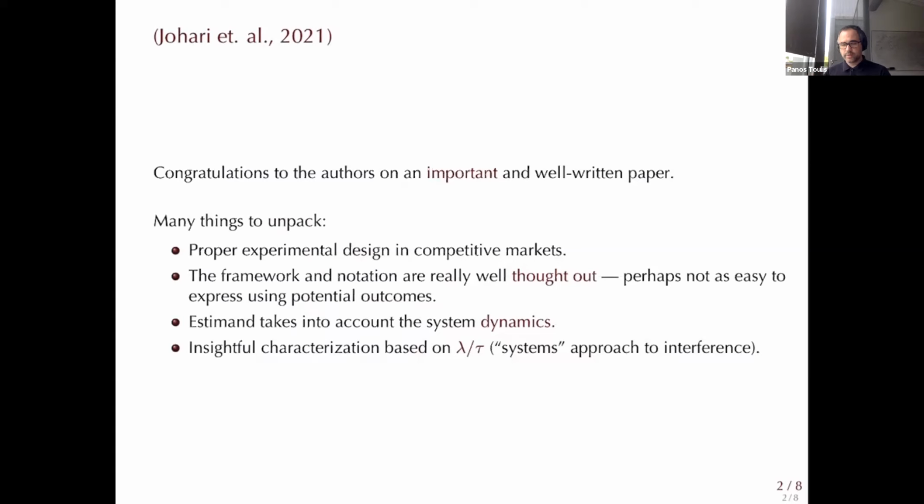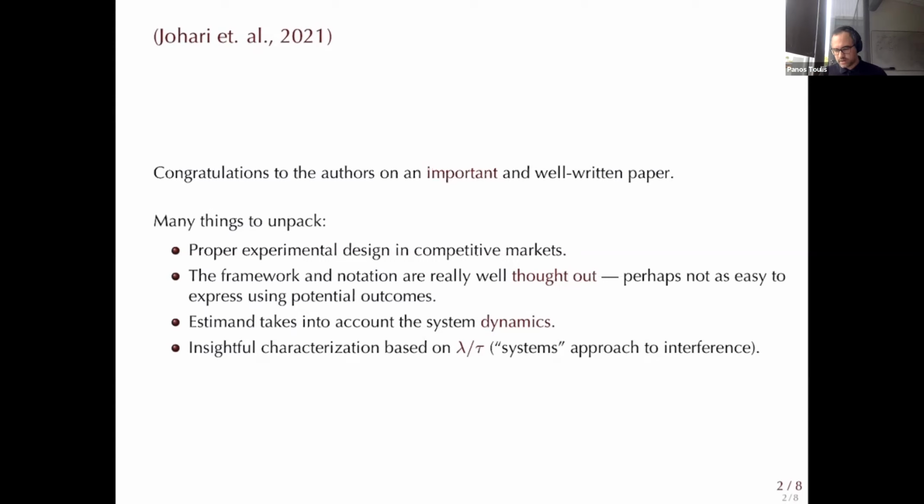The estimate is interesting because it takes into account this complex system dynamics, which is definitely a complex and interesting task. And finally, in terms of contributions, we have this very insightful characterization of the interference and how to deal with it based on the structural parameters, lambda and tau. It's a more systems approach to interference. It's different than what we're used to, let's say, in statistics, but it's definitely refreshing and definitely novel.